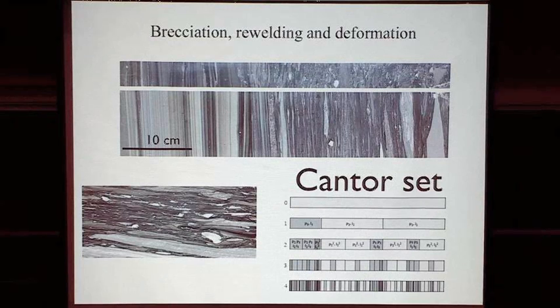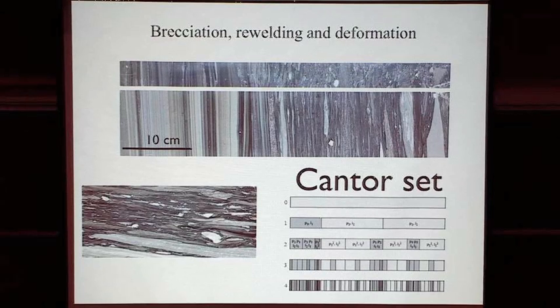Here's an angular fragment that's not quite perfectly angular, so it's been stretched a little bit. These ones here are obviously very long and elongate. So it could be that there was a single fragmentation event that made a bunch of fragments. And for some reason, the ones on the left were the only ones that stretched out.